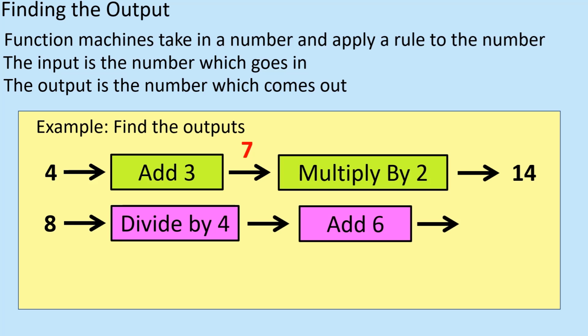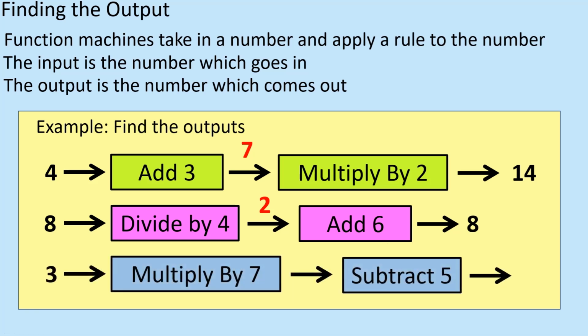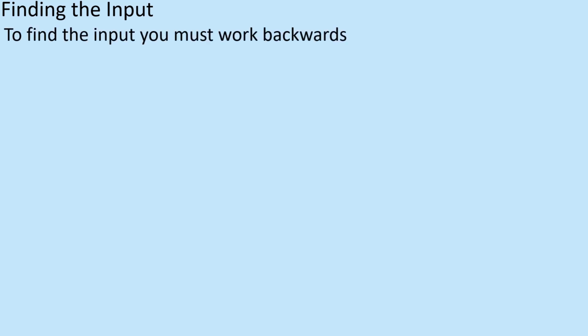Let's have another look at one really quick. So let's look at 8 and divide by 4. That's going to give me 2, so that's the number in the middle. Then we're going to add 6, which is the next bit, and that's going to give me an answer of 8. And then finally, just one more. Again, it's not complicated. So 3, multiply it by 7, which is going to give me 21. And then subtract 5, which is going to give me an answer of 16. So that is a double function machine because two things have happened to it. That's the process. You put your number in, you get a number out. Easy.